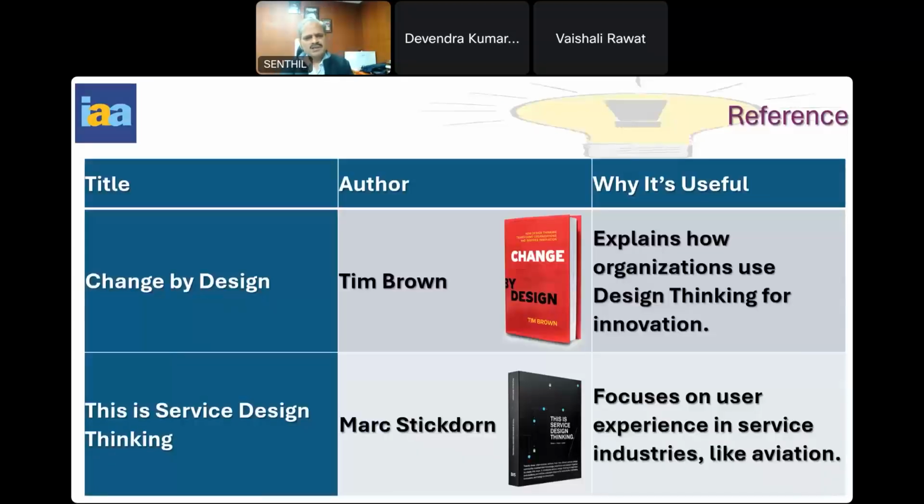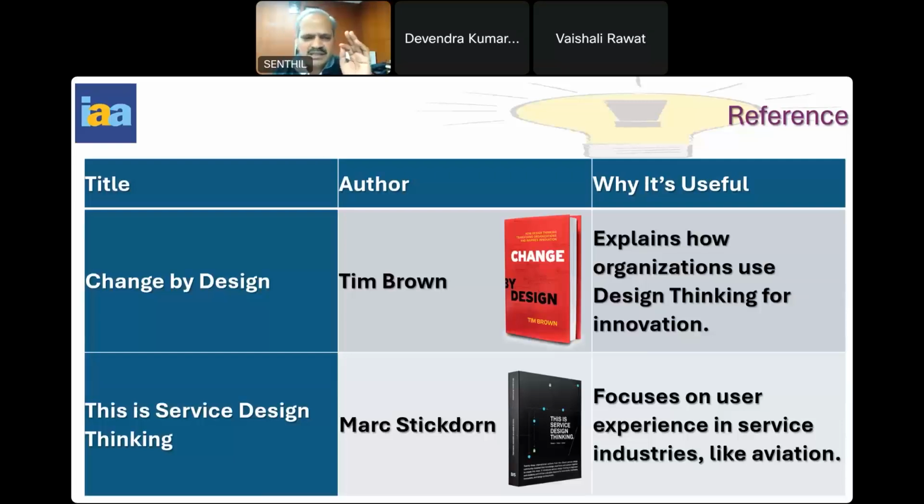These are the 2 books I referred to, and I suggest you read Change by Design by Tim Brown. You will not find it to be a glamorous book. This is not a glamorous book, but it's a very wonderful book.